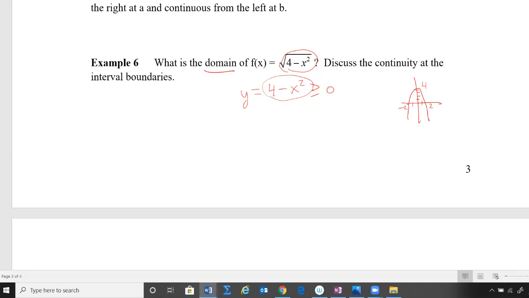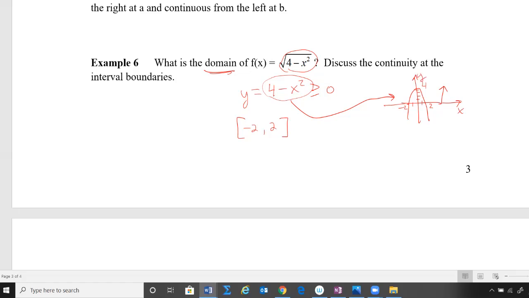Okay, so where is this thing greater than or equal to 0? Only between negative 2 and 2. Therefore, that's the only place I'm going to have a square root of a non-negative number, right between negative 2 and 2. So what's the domain? It has to be negative 2 to 2, because that's the only place that this expression, as we can see from the graph, would be positive. It's positive because it's above the x-axis. So that's graphically how we could settle that.